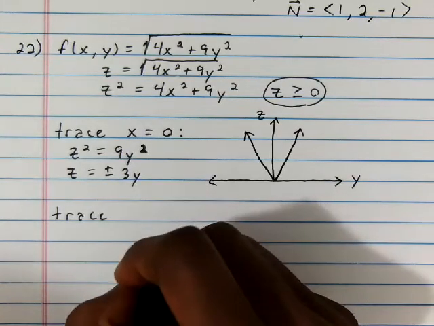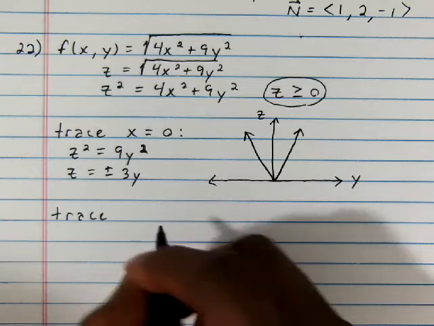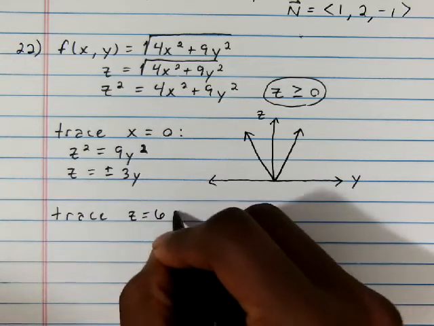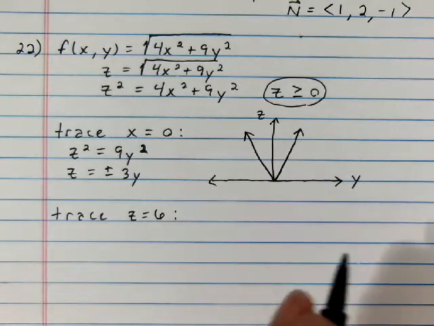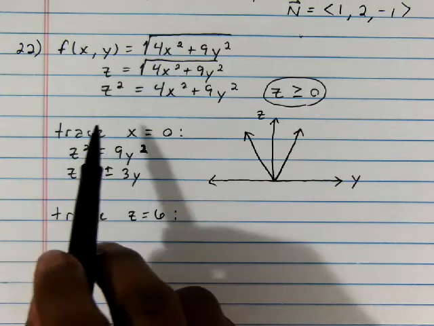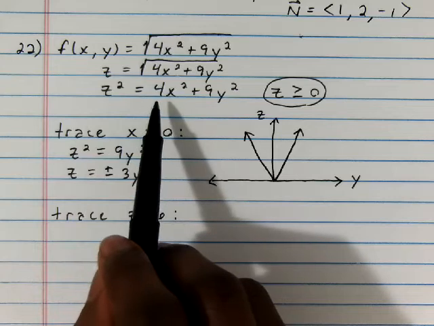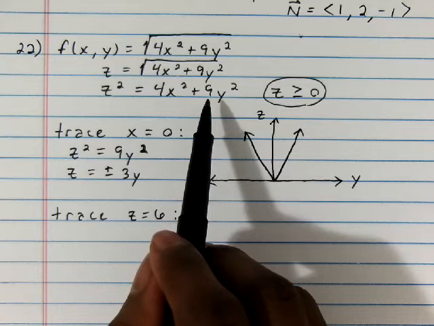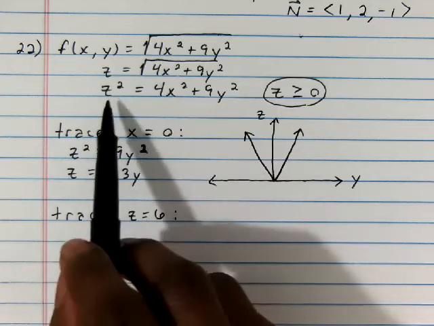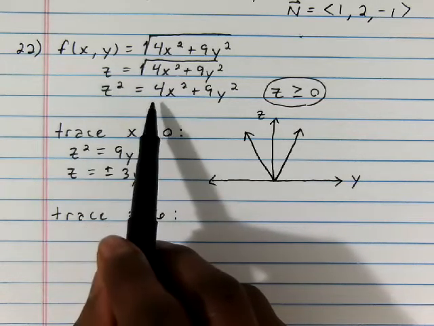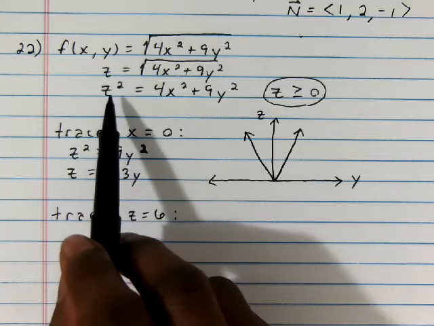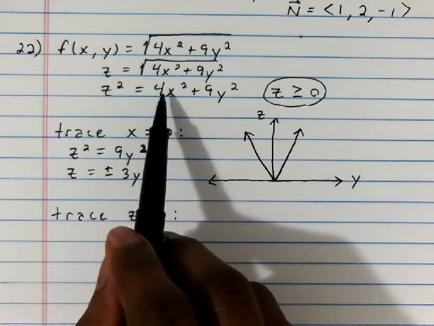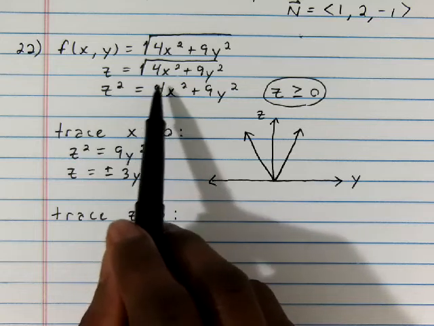Let's do z equals 6. Now, how did I choose 6 of all numbers? So I chose 6 because I looked at 4 times 9. 4 times 9 is 36. So I want this to also be 36. I just want to be able to divide by, when I divide both sides by 36, I want to have some fractional value, something that's less than 1 here.